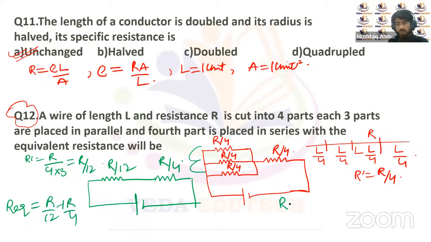So the R equivalent is equal to 4R upon 12, which is equal to R upon 3. So this is the final equivalent resistance of this arrangement.